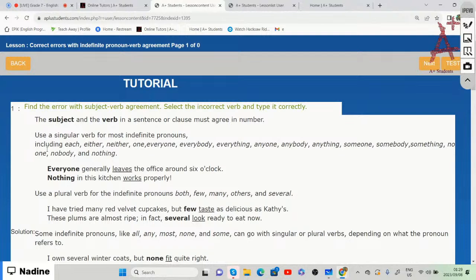And then nothing in this kitchen works properly. And as we can see, we basically add an S, right, to our verb. So basically the subject and the verb in a sentence or clause must agree in number. So they must agree in number. And we need to use a plural verb for the indefinite pronouns, which are both, few, many, others, and several. So if we mention words like both, few, many, others, and several, then it means that we need to use a plural verb because these are indefinite pronouns. An example of that is, I have tried many red velvet cupcakes, but few taste as delicious as Kathy's.